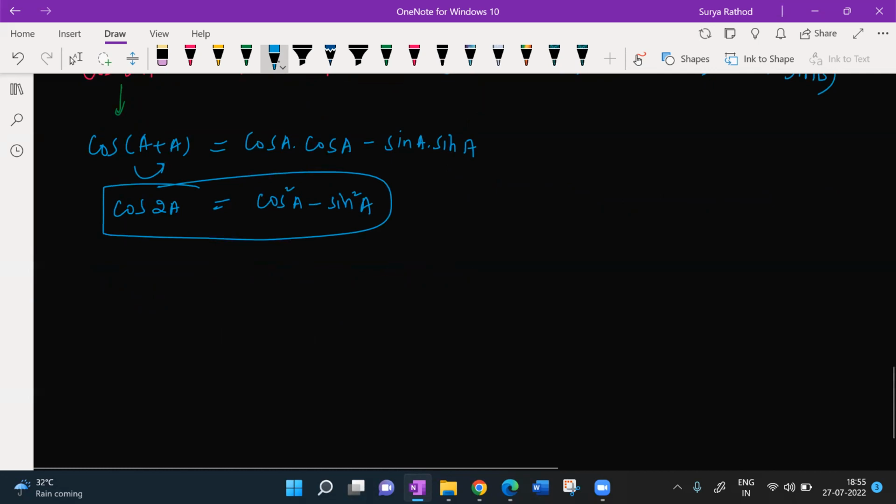Nihal, what is the formula for cos 2A? Cos square A minus sin square A. Yes, very good. Aaron Raboston, what is the formula for cos 2A? Cos square A minus sin square. Very good. Akshara. Are you here, Akshara ji? No. Bhumika ji, hi.